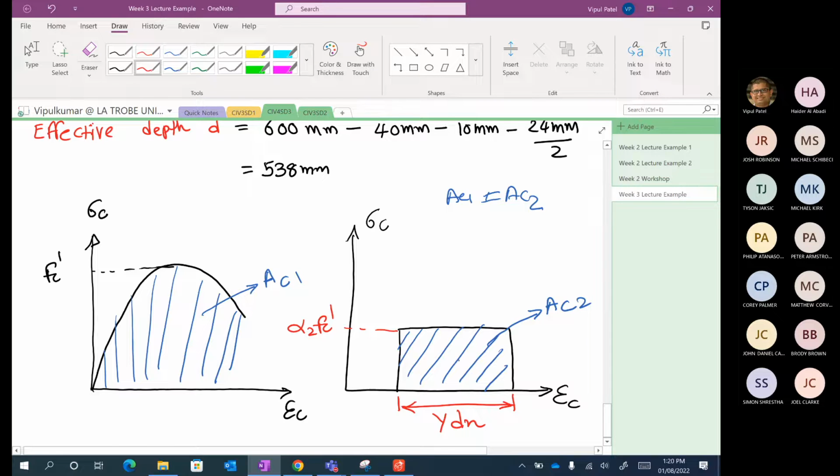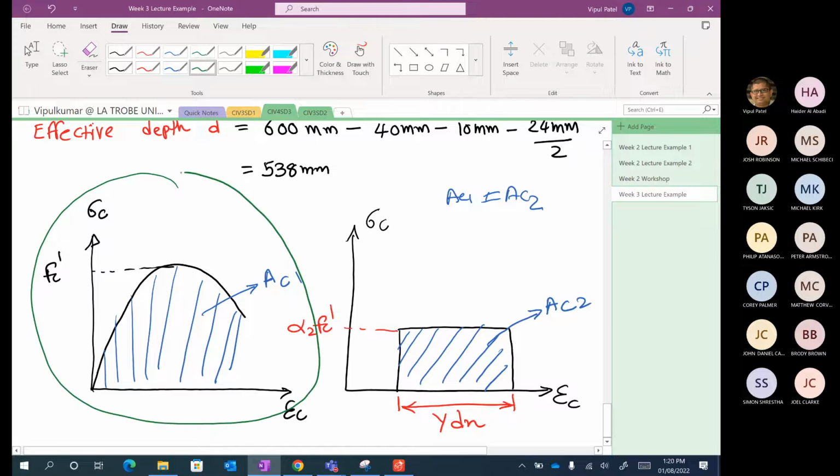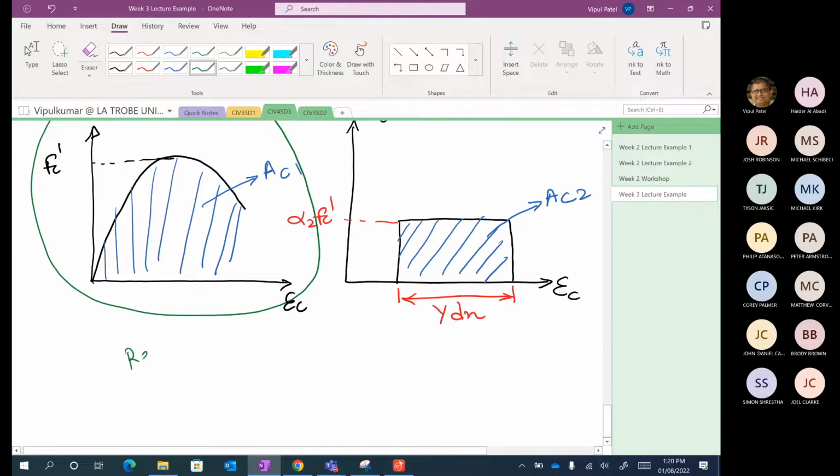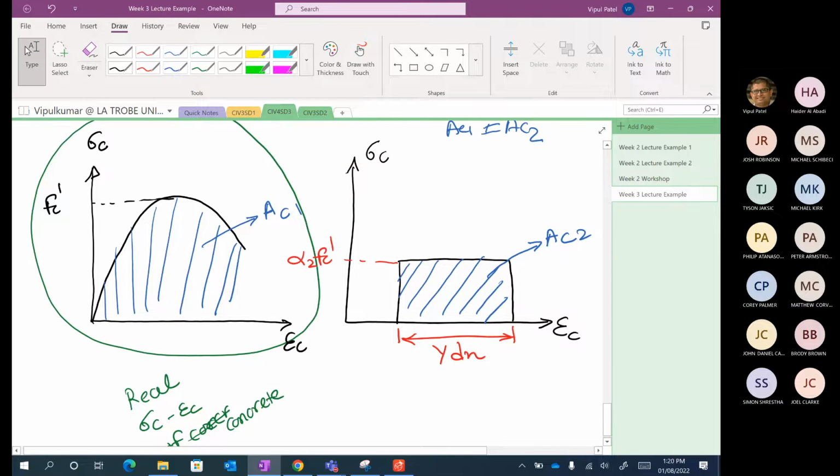But if someone asks you to find the area of this rectangle, you can easily find that, right? But they are approximately equal. So the standards make our life easy by saying that, hey, this is our actual curve. This is our real stress-strain curve of concrete, right? So you can represent that equivalent stress-strain curve by this block, right?